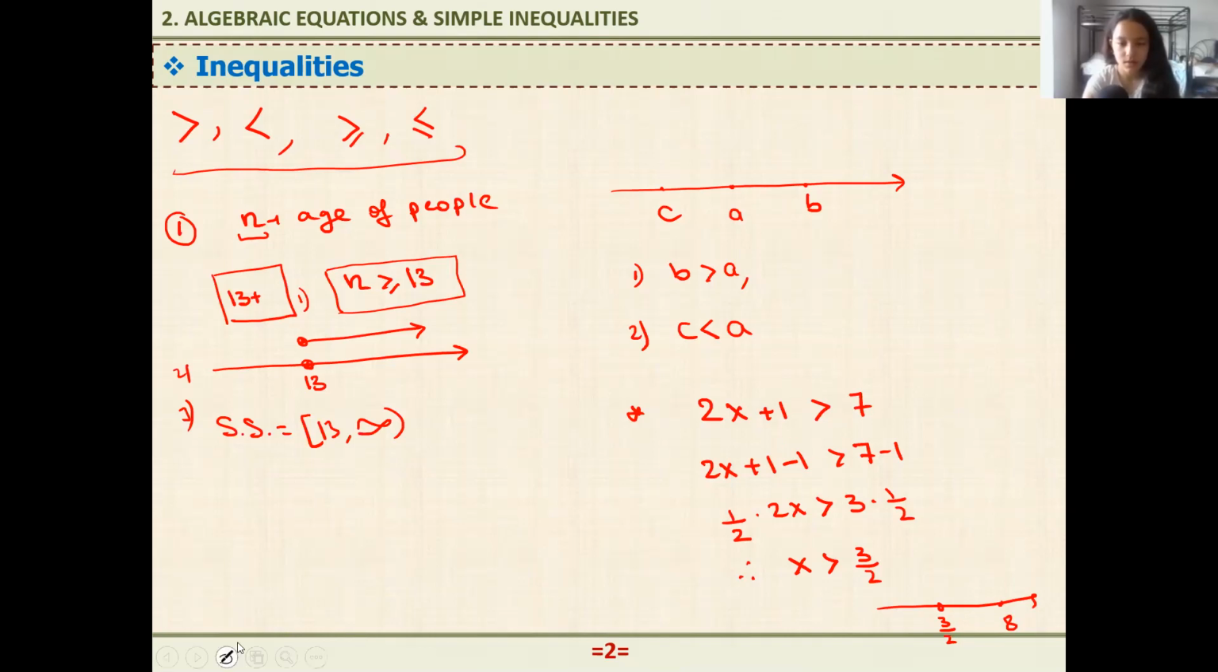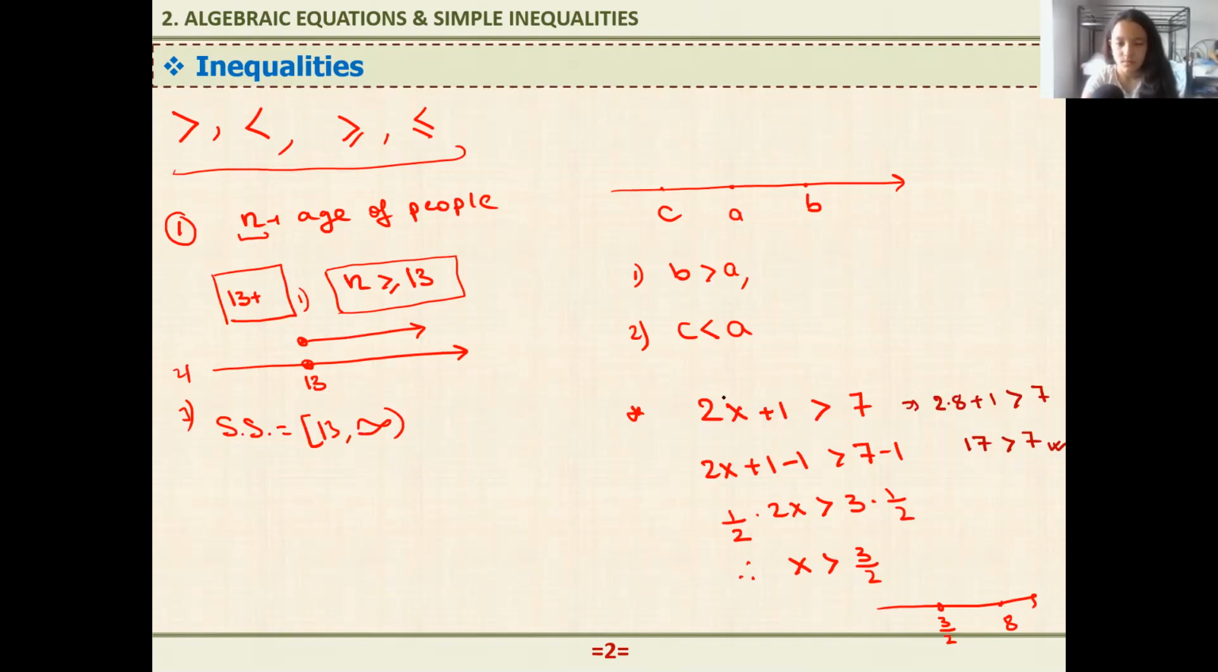Substitute here. If you substitute into this inequality, for example, 2 times 8, because we are saying that 8 is one of the solutions of this inequality, plus 1, and greater than 7. 2 times 8, 16. 16 plus 1, 17. Is 17 greater than 7? Yes, that means that's correct, right? That's the solution.